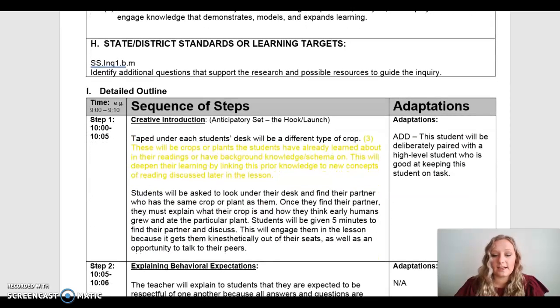So one thing that hasn't been addressed yet is number 3, deepens learning and links prior learning to new concepts. So there will be crops or plants the students have already learned about in their readings or have background knowledge and schema on. This is going to deepen their learning by linking this prior knowledge to new concepts that they're going to learn in their reading for this lesson.